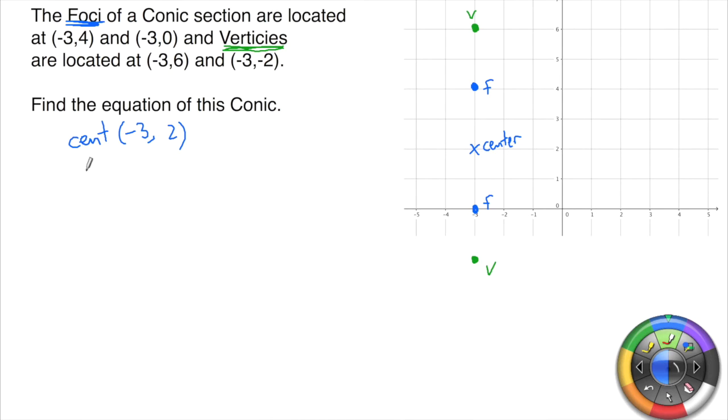All right, so that becomes part of our equation. The other thing we can determine really quickly from the picture is this distance has to be C, because it's the distance from the center to the foci.